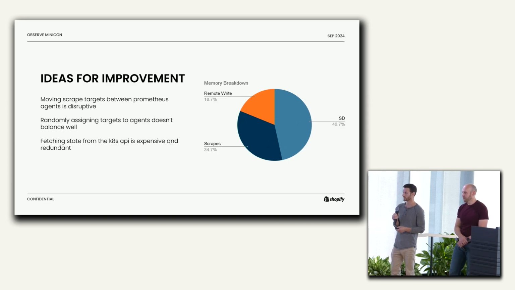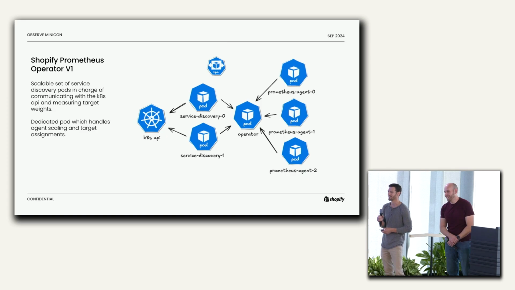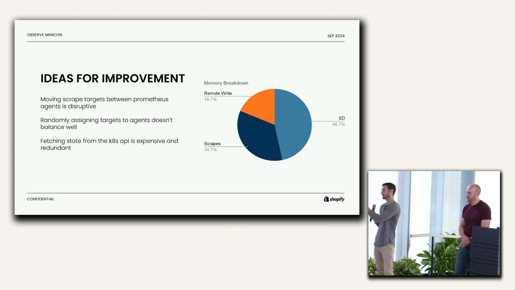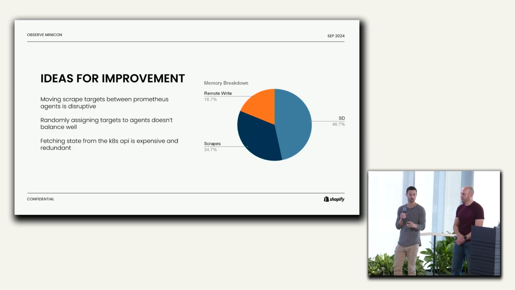So these were what we set out to improve with what we call Shopify Prometheus Operator. This was our first version set up to handle some of these problems and make things better. So we started by thinking about how we could remove service discovery out of the Prometheus agents so that Prometheus agents could just do what we want them to do, which is scrape targets, and service discovery could handle discovering the targets.